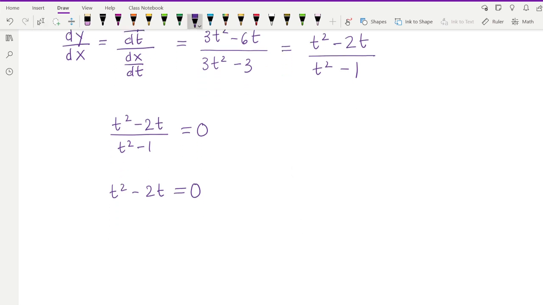So from here it's just factoring. We can factor out a t, and we're left with t minus 2.